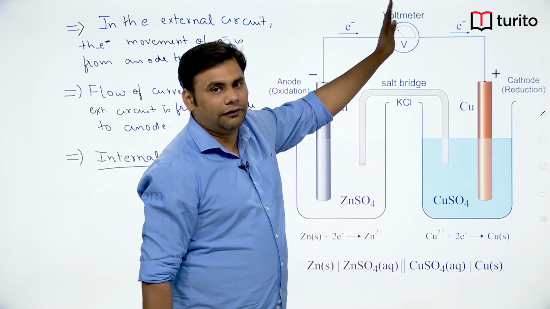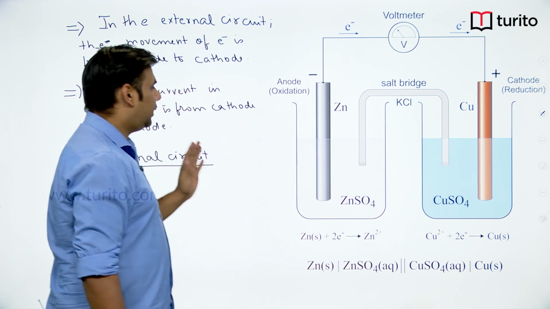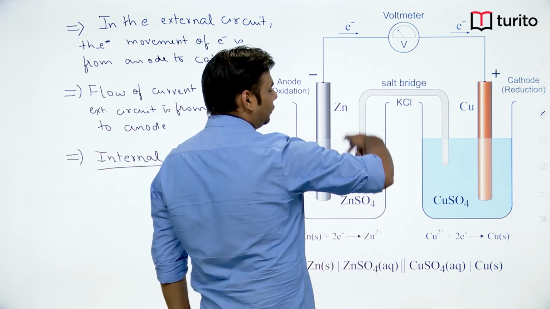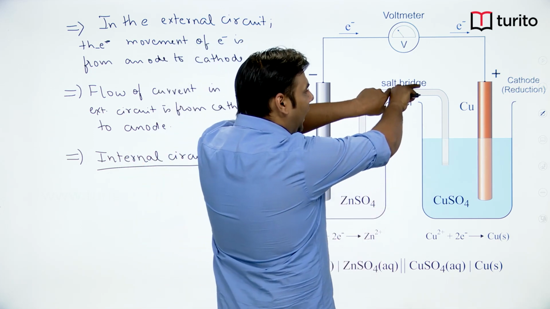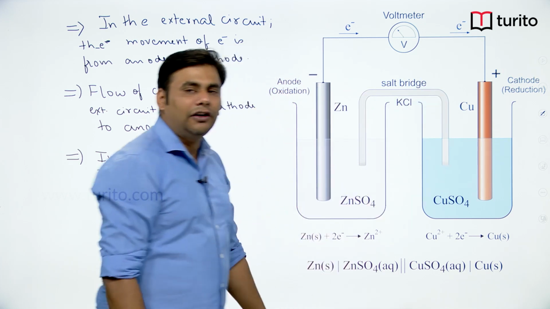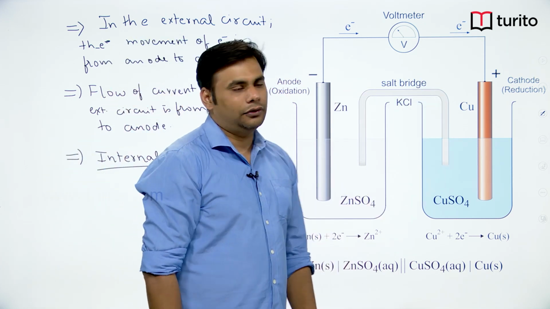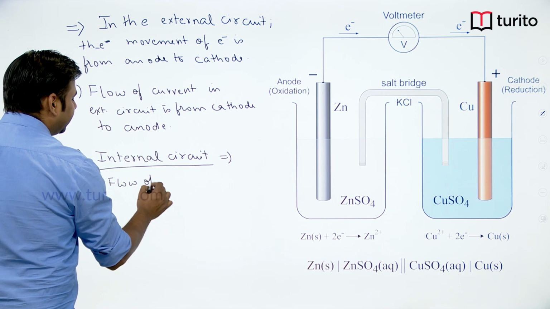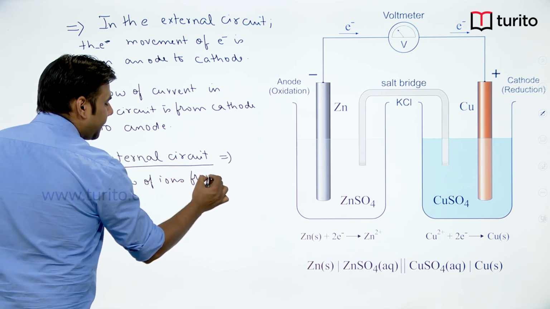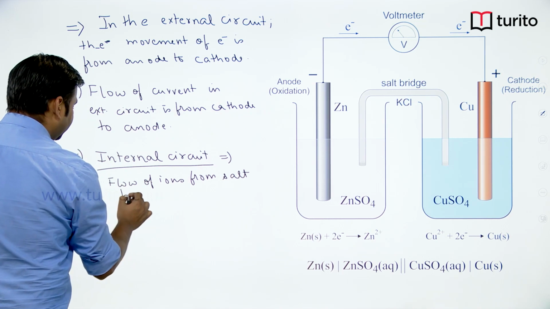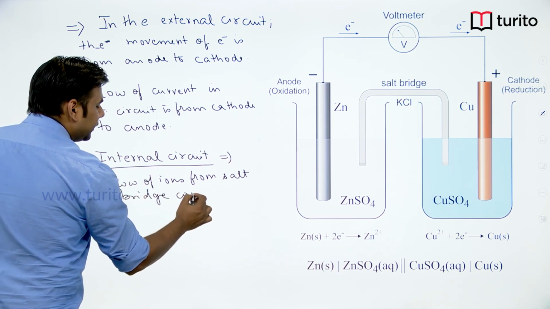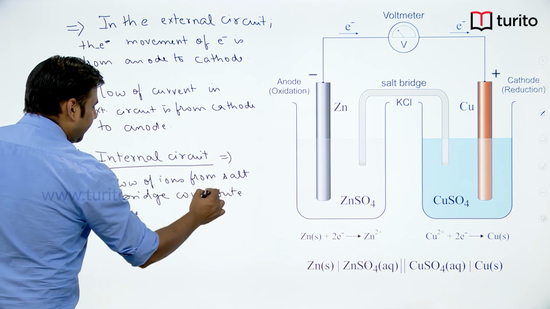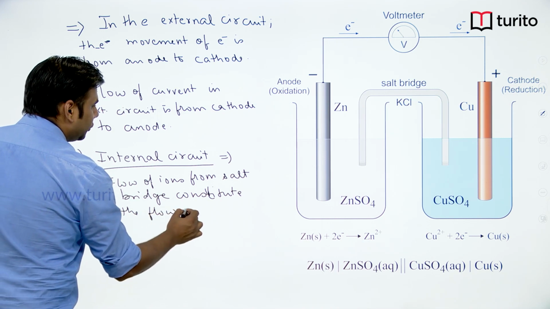Okay, the voltmeter will show deflection indicating that the electron has started to move. But in the internal circuit, you can see that there is no flow of electrons, it is just the flow of ions from the salt bridge into the solution that will constitute the flow of current. So in the internal circuit we will say that the flow of ions from the salt bridge will constitute the flow of current. Okay, hope this is clear to you.